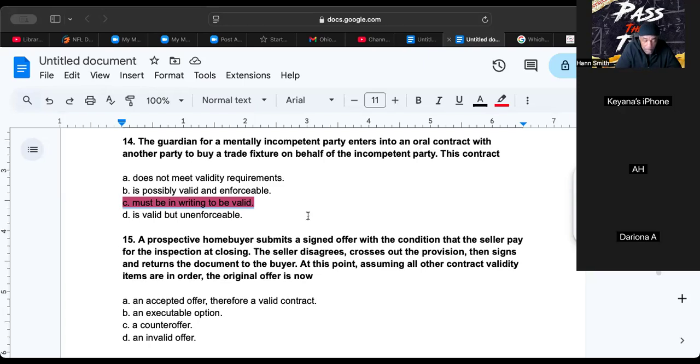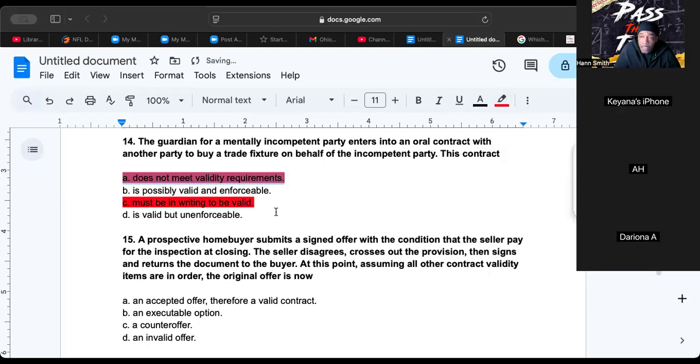Which one did you get rid of? I got rid of must be in writing to be valid. No, it don't have to be in writing to be valid. We know that. It can be valid, but it won't be enforceable if it's an oral contract. They're testing to know if you know what an oral contract is. And that's the key to this question. And I'm going to show you what we should be getting rid of in this question: we should be getting rid of A. I was about to say.